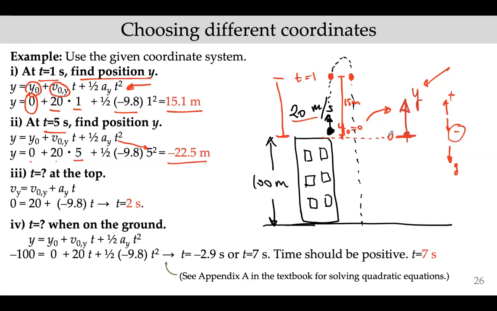So again, remember, this is 0, positive numbers are above this line, and the negative numbers are below this line. So if this is 100 meters, negative 22.5, go in the negative direction for 22.5. So it will be approximately, if this is 22.5 meters, maybe somewhere here. So the ball would be somewhere here at t equals 5 seconds.